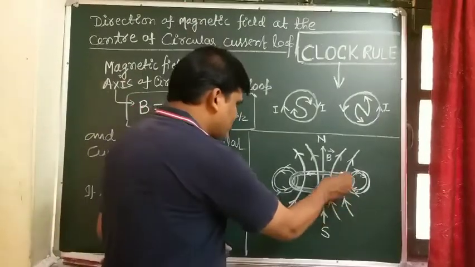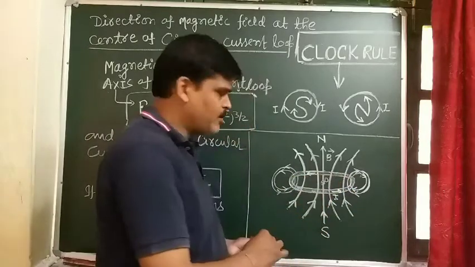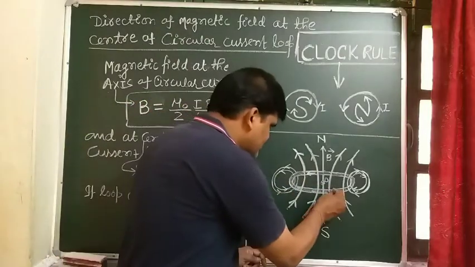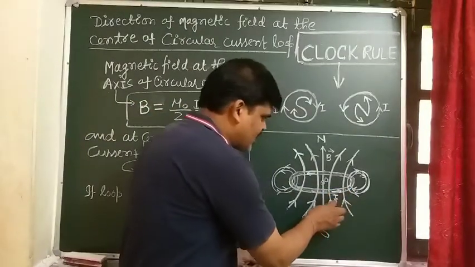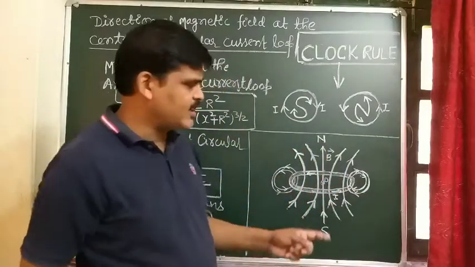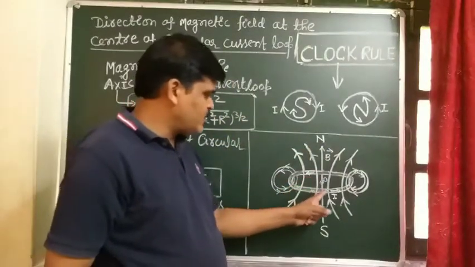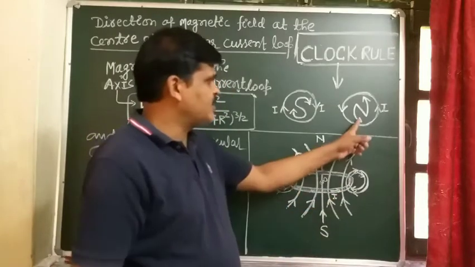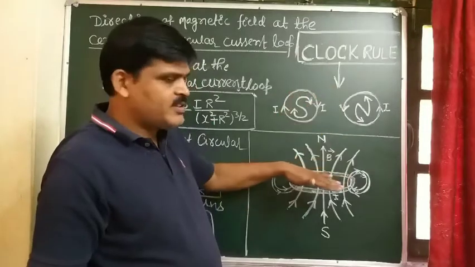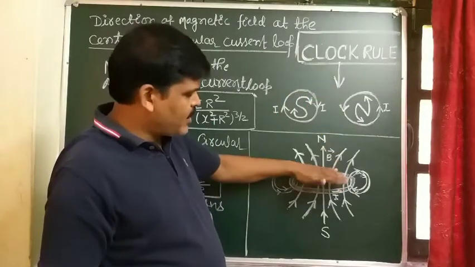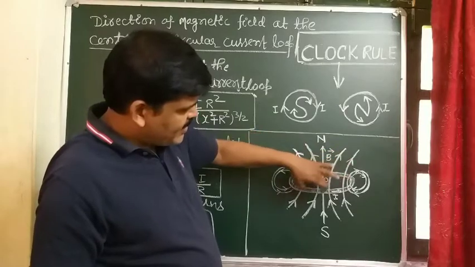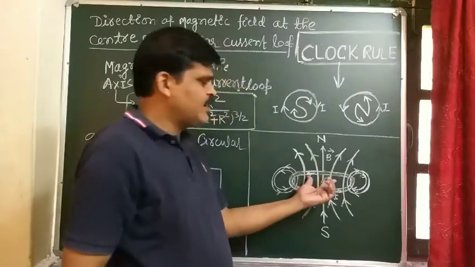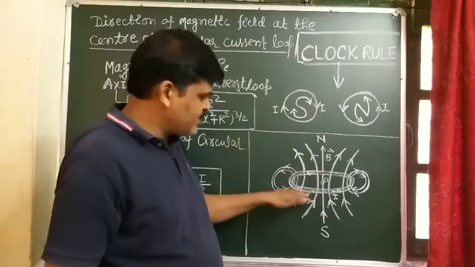So students, we have drawn here a circular current loop in the horizontal plane, and the current flowing in this circular current loop is I, which is in anti-clockwise direction. So if current flows in this circular current loop in anti-clockwise direction, it means the upward face is north, and below that is south.